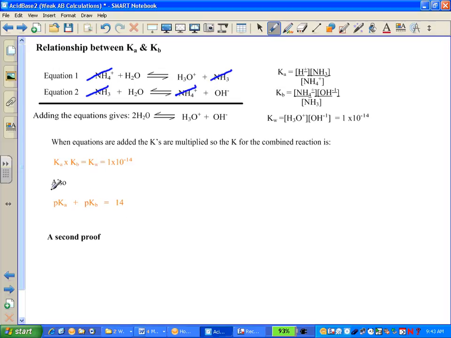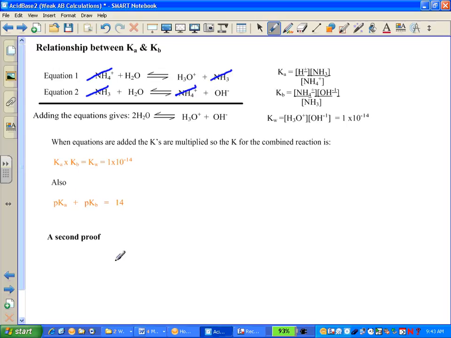Which also leads to the pKa plus the pKb equaling 14. If you take the negative log of both sides of this equation and apply your logarithm rules, you will get this relationship of pKa plus pKb is equal to 14. Or you can also recognize the connection between the two reactions, this one and the reaction up here. If we take the negative log of both sides of this equation, we get pOH plus pH is equal to 14. Okay, so it's the same thing.